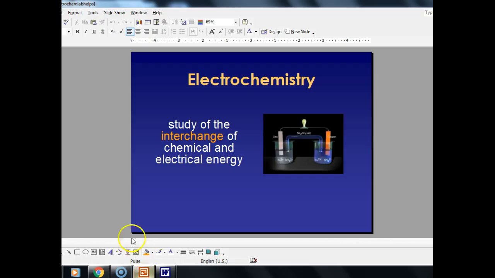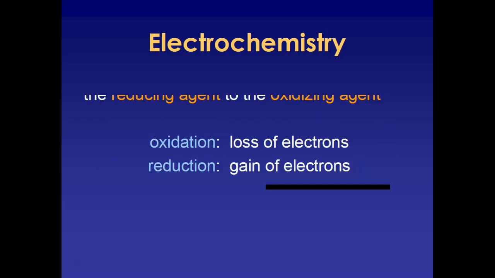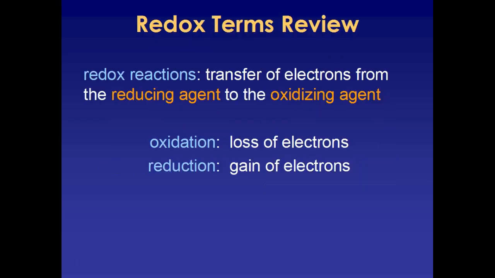Okay? So the first thing we're going to just review is that electrochemistry is basically a study between how chemical reactions can produce energy that can be harnessed in the form of electrical current. And that these types of reactions, redox reactions, occur when electrons are transferred from the reducing agent to the oxidizing agent. Electrons have to be lost for electrons to be gained.